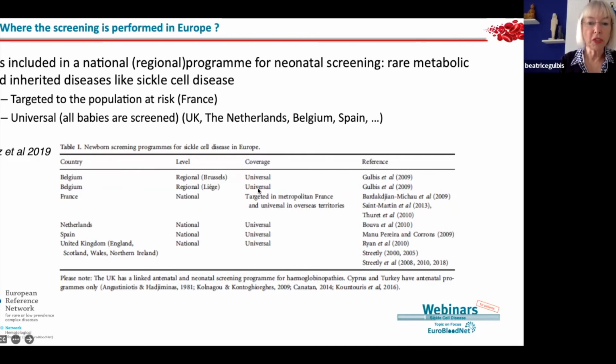So most often it's universal, unless in France it's targeted to the population at risk. And so they ask the mother and the father what is their ancestry.